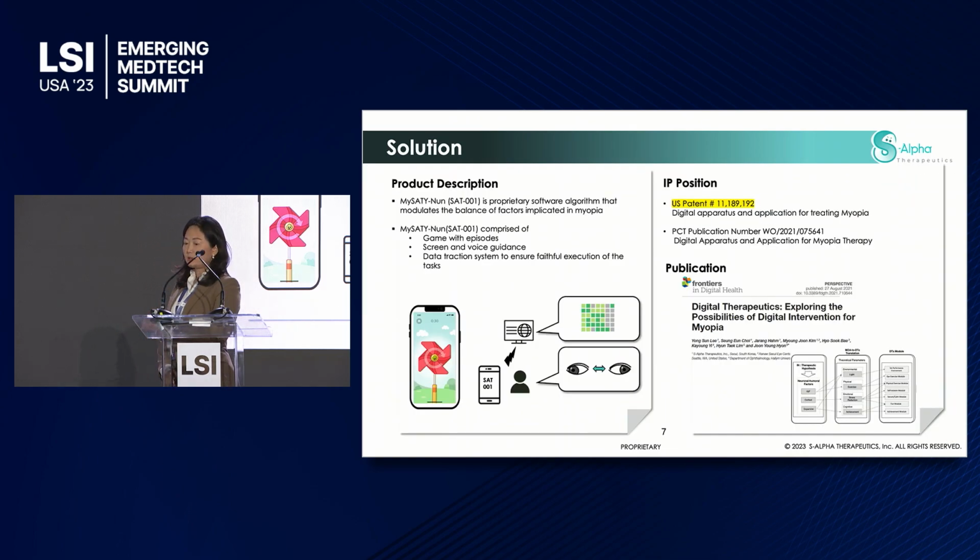So this is the solution. What we are developing is called MySati Noon. It is a software as a medical device that has features like a video game so that kids can play with it and have higher compliance through reward systems. The mechanism of action is to modulate the factors that are involved in myopia progression. It also has eye tracking, so we can check compliance in real time and the physician can see how the kids are using the application.